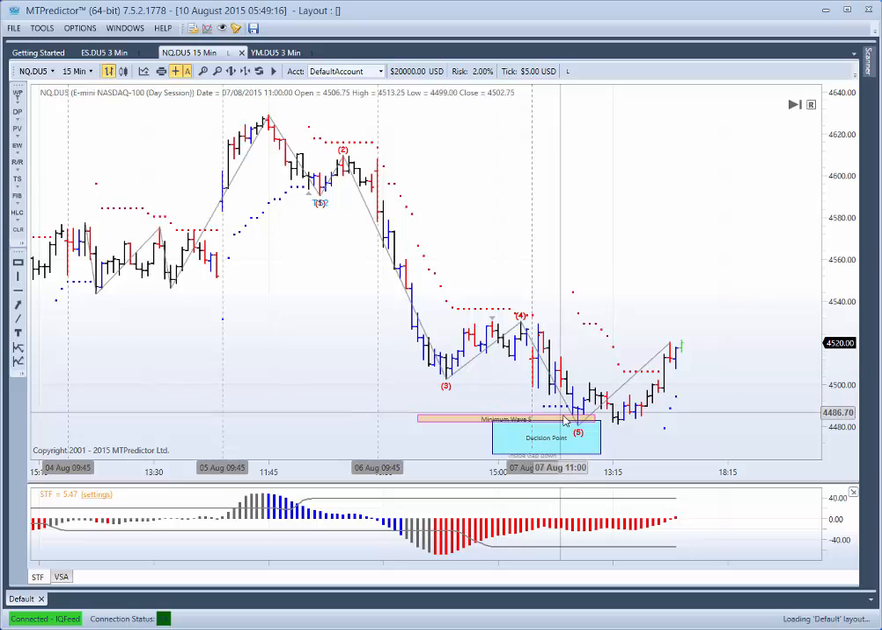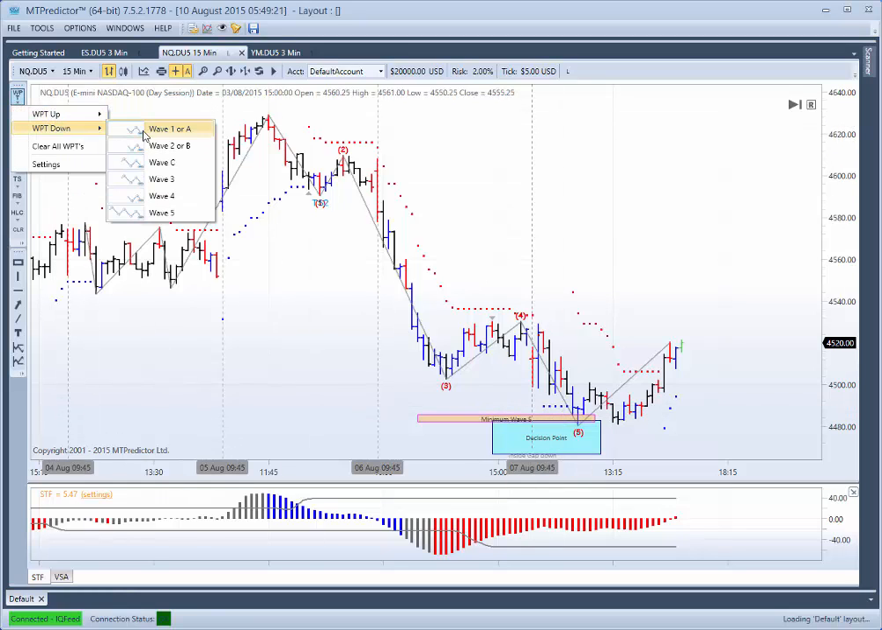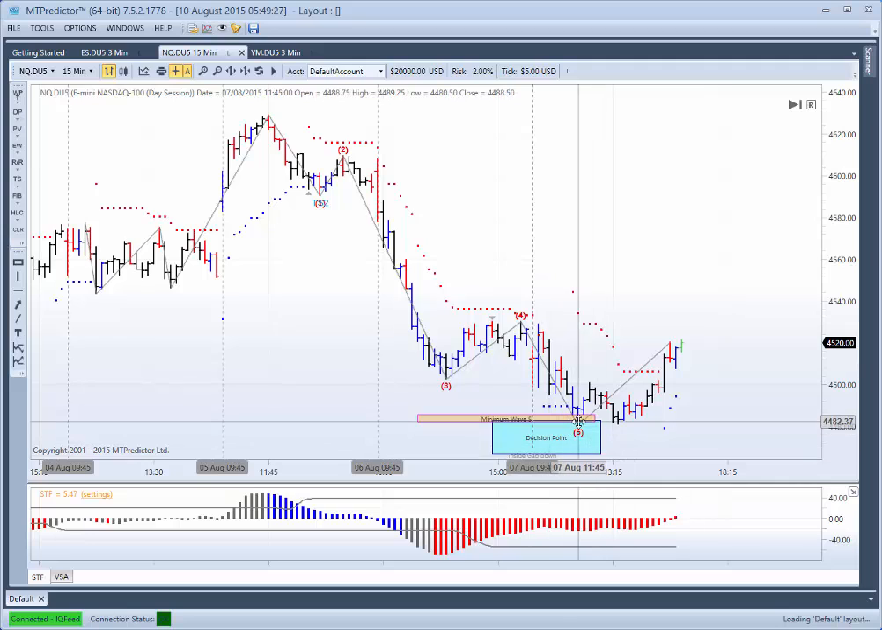Remember, rather than just using our Elliott wave tool, you can also use our WPT tool to place these WPTs on the chart manually in advance. So again, they're there before the market gets there. So you knew that that was an area of where large degree support was coming in. Once it came in, the market reversed.